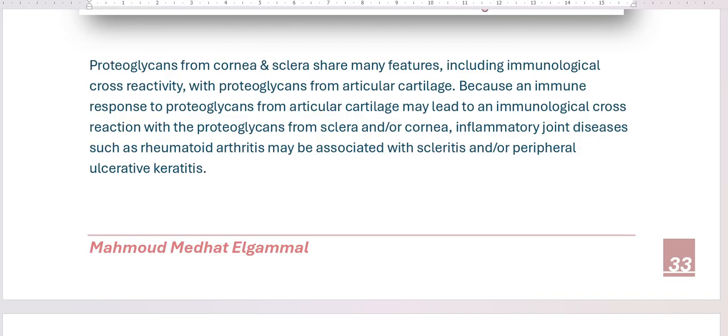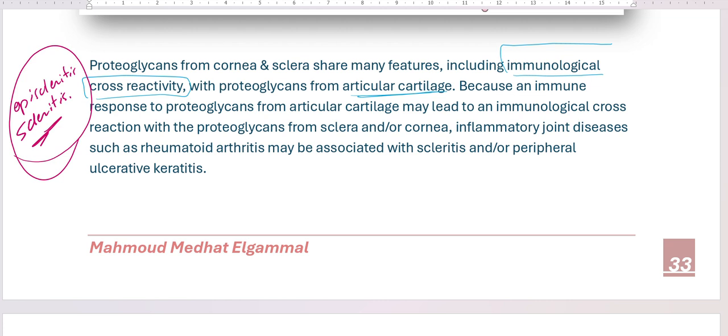Proteoglycans in the cornea and sclera share many features, like the immunological cross-reactivity with proteoglycans from the articular cartilage. That's why episcleritis and scleritis are autoimmune diseases that are very frequent in autoimmune systemic disorders, because autoantibodies attacking the proteoglycans in the cartilage, in the joints, also attack the proteoglycans in the sclera.